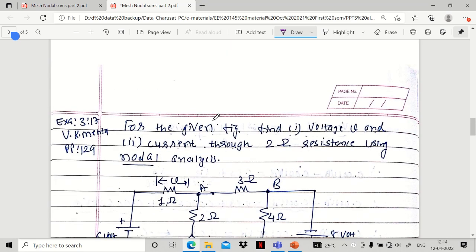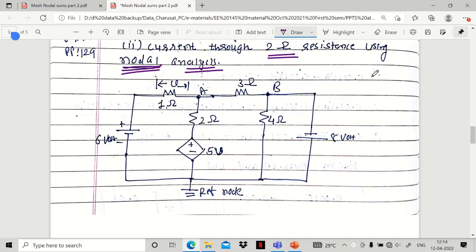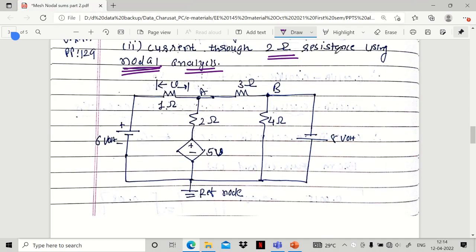Next. This sum is also taken from the book of V.K. Mehta, page number 129, example number 3.17. For the given figure below, find the voltage small v and the current through the 2 ohm resistance using the nodal analysis. See the figure. This is a slightly different figure.